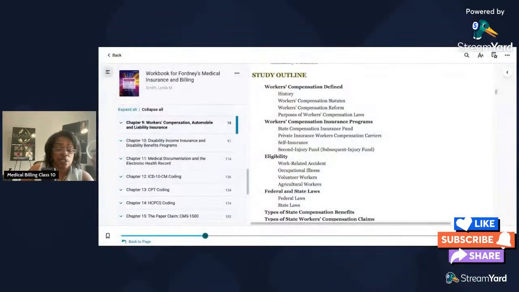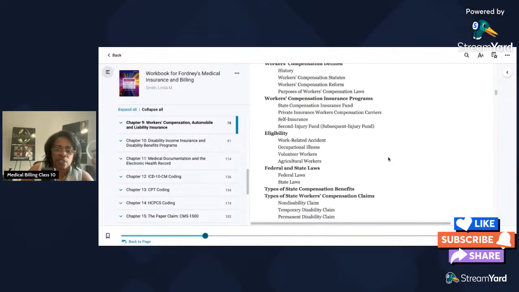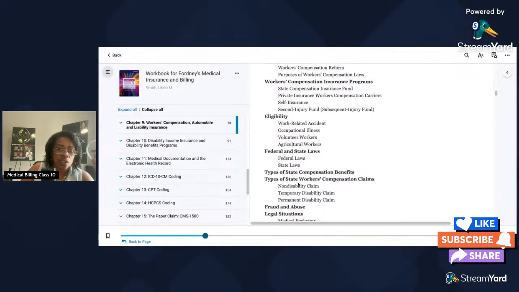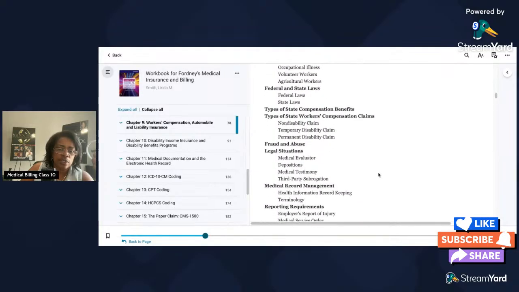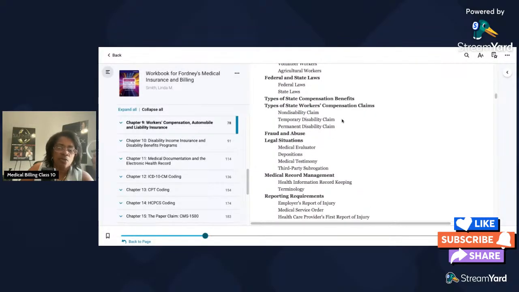Study outline. Okay, I'm going to run down this real quick. I'm going to put this up real quick, and then I'm going to do the rundown. I got 6 minutes left, so that's the reason why I didn't do the whole thing. Workers' compensation. Okay, history, workers' compensation status, workers' compensation insurance programs, eligibility, occupational illness, federal and state laws, type of state compensation, fraud and abuse, legal situations, medical record, reporting requirements.